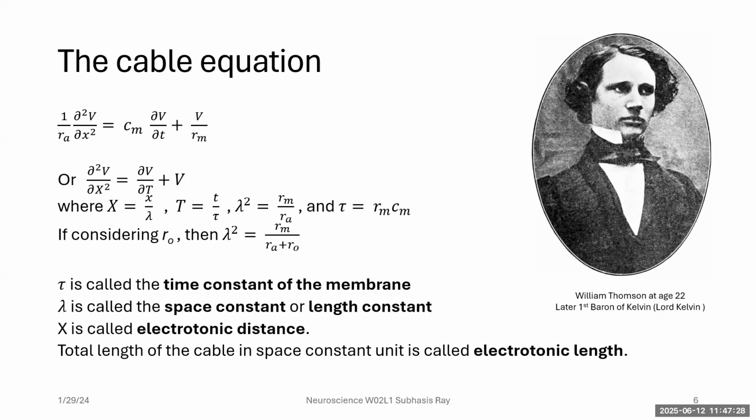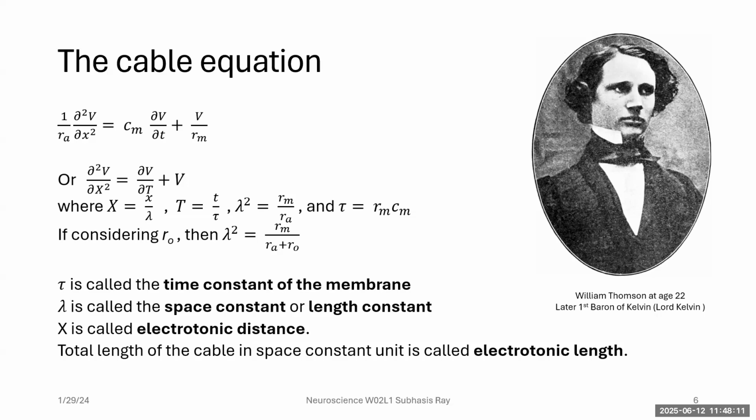Based on lambda, you can imagine that a neuron may be many lambdas long or few lambdas long, because you are converting the distance length into this lambda unit. So that will tell you, if you are lambda distance away from the soma, if you are holding the soma at a particular voltage V0, then you will have 1 by E times V0 at lambda distance, where E is the base of natural logarithm. Okay. So this gives you an idea, any kind of voltage, how far it will have influence.